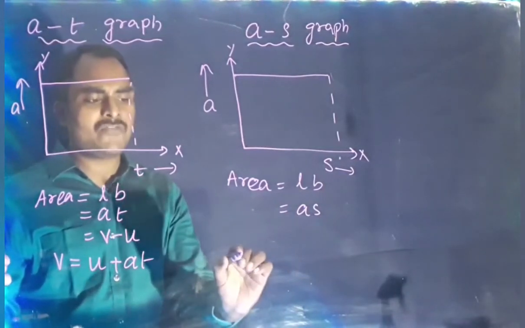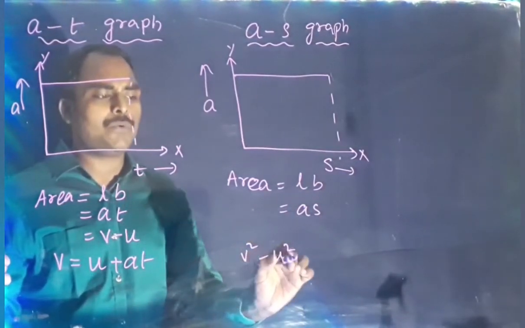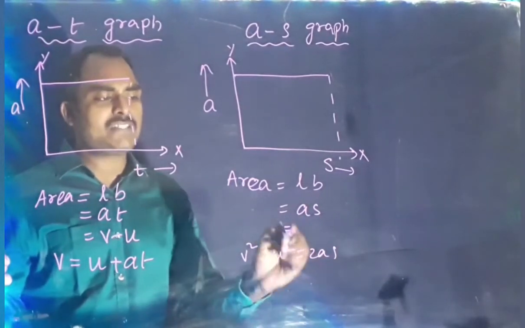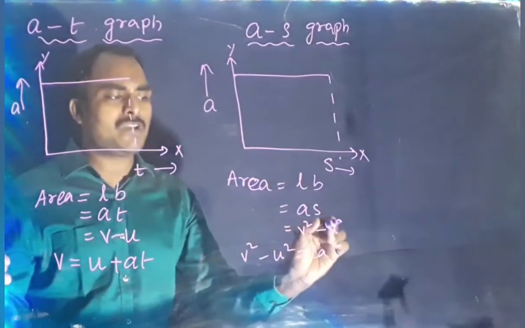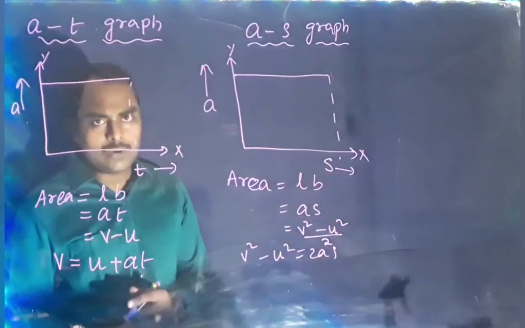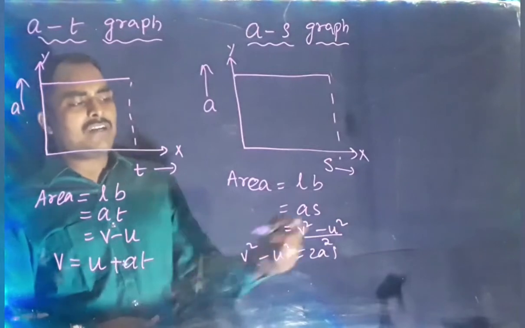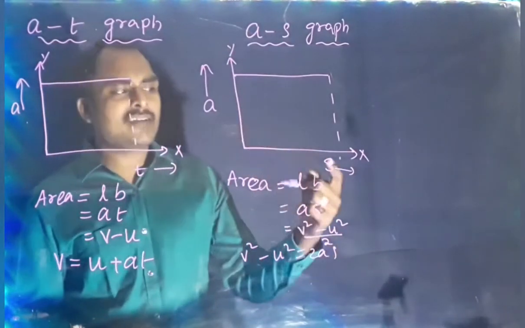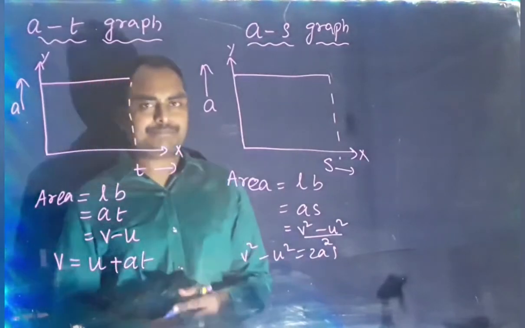From v square minus u square equal to 2as, as can be written as v square minus u square divided by 2. So v square minus u square divided by 2 is the area under the acceleration and displacement graph.